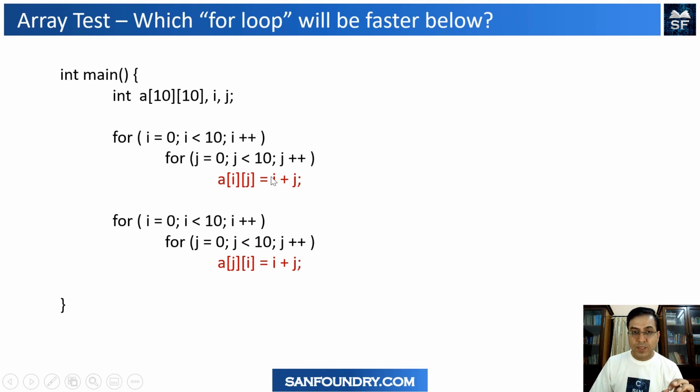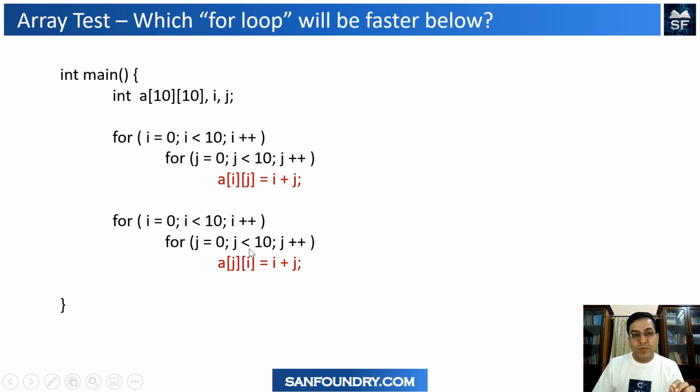With a value of i plus j. So it's a 10 by 10 array. We are initializing it with i plus j. Okay, there is a difference. So please pause the video, because this is a very interesting problem. You can pause the video to understand the for loop.